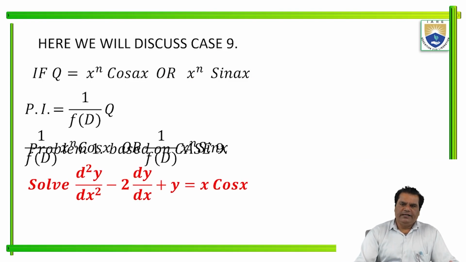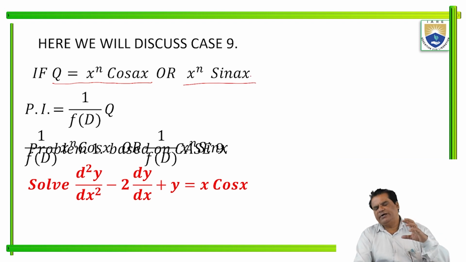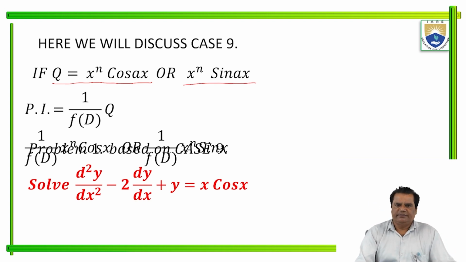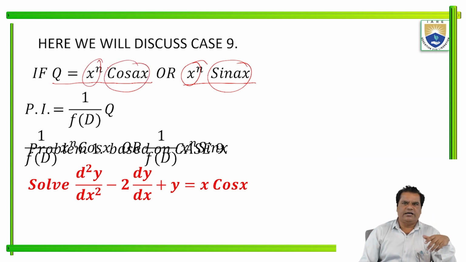So now here we will discuss case 9. What is case 9? In case 9, Q is x to the power n cos ax or x to the power n sin ax. This case is very easy with respect to case 8, because there three functions are multiplied, but here only two functions are multiplied: an algebraic function and a trigonometric function, either cos ax or sin ax.